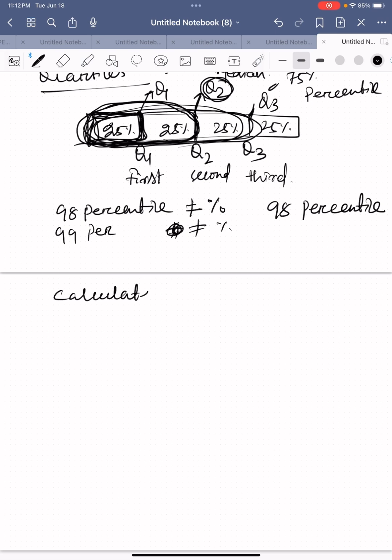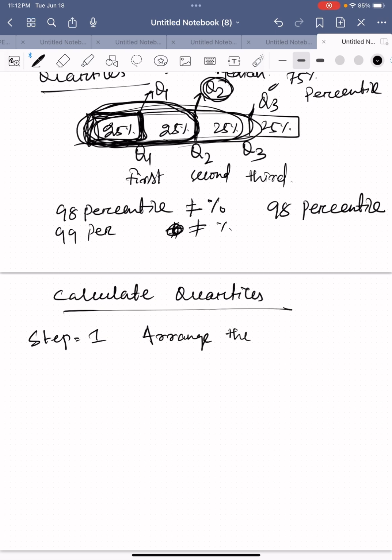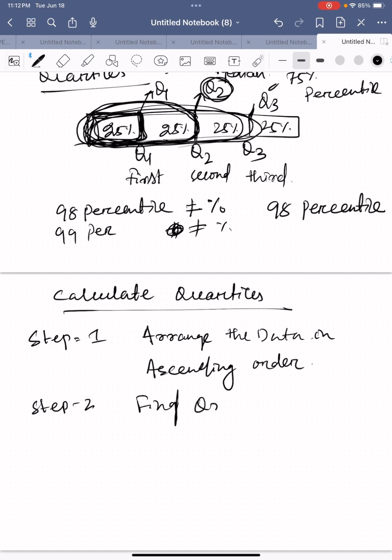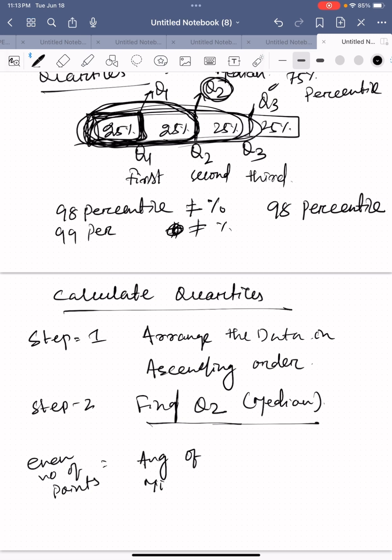Okay, let's see how to calculate quartiles. The first step, step 1, is to arrange the data in ascending order. Then step 2 is to find Q2, or the median. To calculate the median, we already know that if the data set has an even number of points, then the median is the average of the middle two values, and for an odd number of points, the median is the middle point.